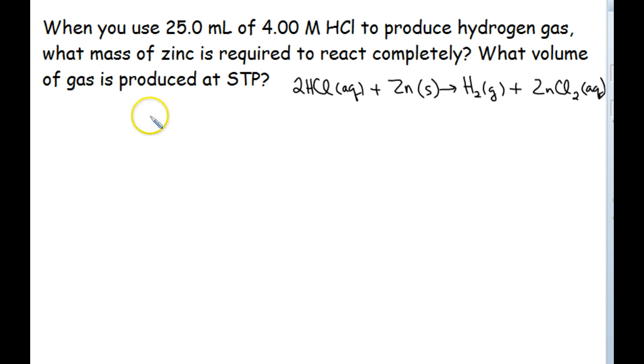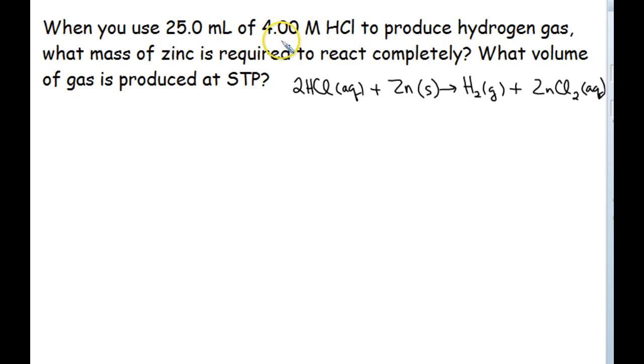This is a more traditional solution stoichiometry problem. This one's going to involve mass. We're going to take 25 milliliters of 4 molar hydrochloric acid and dump it on some zinc. It's going to bubble and fizz and produce hydrogen gas and then zinc chloride in aqueous solution. We want to know that if we use exactly this much 4 molar HCl, what mass of zinc is required, and then to carry out what you may have previously learned, we're going to calculate the volume of the hydrogen gas produced at STP.